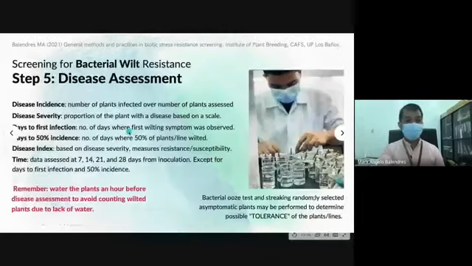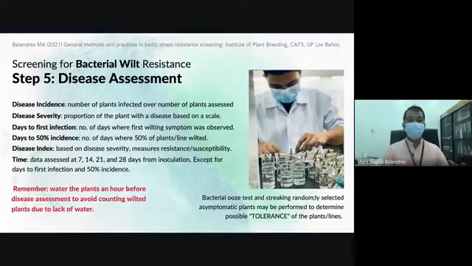So these are the data that you need when assessing for bacterial wilt resistance. Of course, you need to take photos. That's very important because you're trying to compare the wilting of the plants. But these are the basic data needed for bacterial wilt screening.